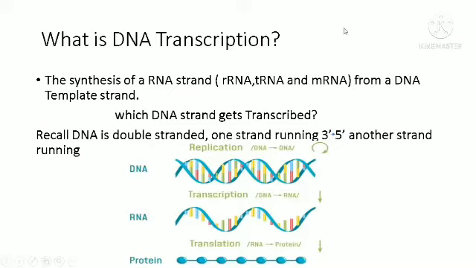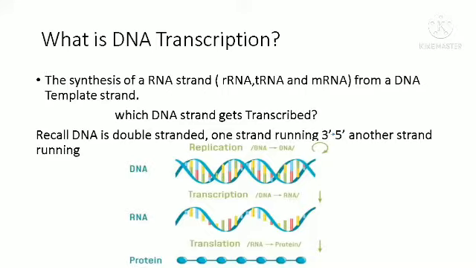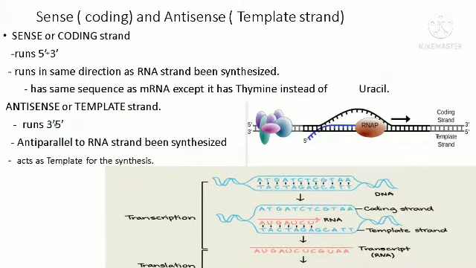So to get started, if we remember, DNA is double-stranded, and it being double-stranded, it will have two strands. One will be running in the 3' to 5' direction, whereas the other one will be running anti-parallel in the 5' to 3' direction. So which strand is transcribed, which strand is used to make RNA? This brings us to the next slide, where we talk about the two DNA strands.